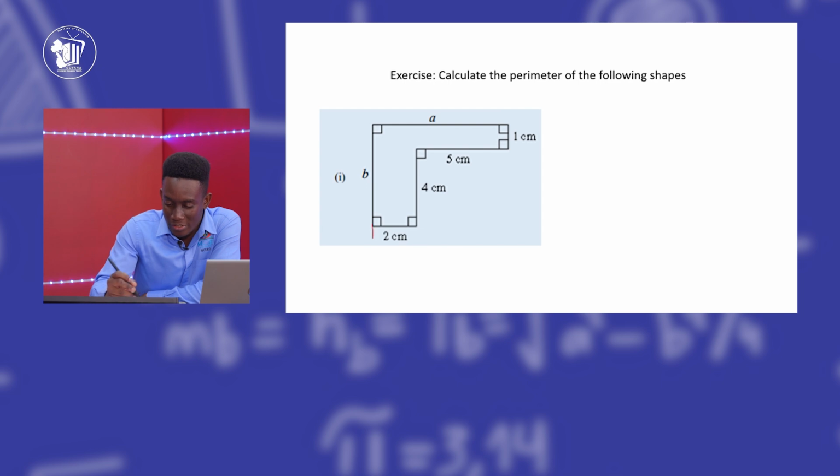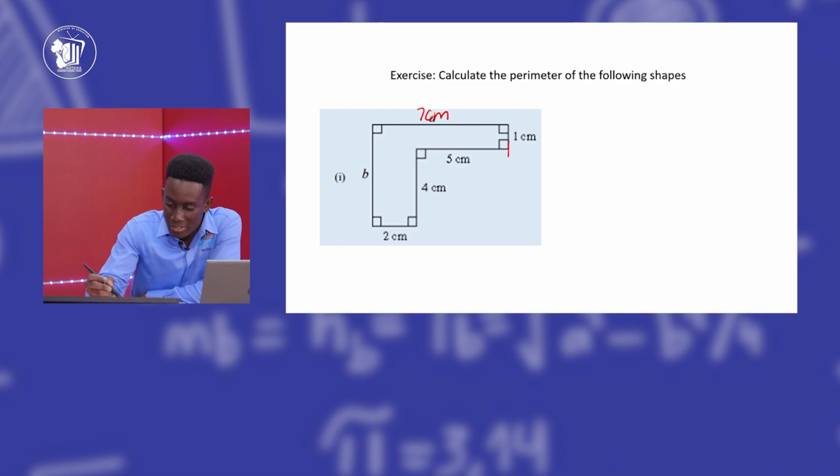So we know from here to here is 2. That means here would also be 2 cm. And we know from here to here would be 5. So that means from here to here will also be 5 cm. So 5 cm plus 2 cm would give us 7 cm. So we can say the top here would be 7 cm.